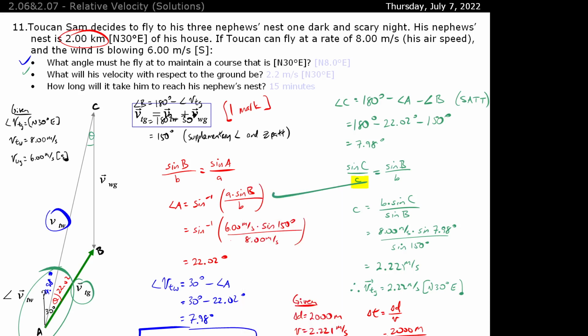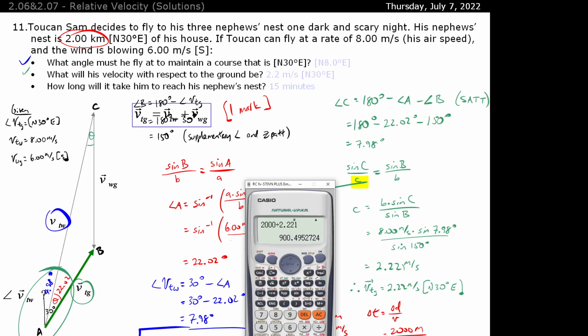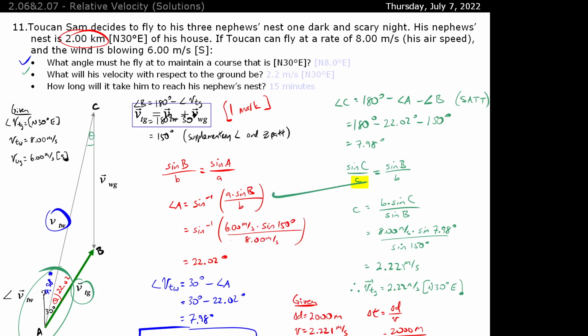$900 seconds. Again, 900 seconds, if you want to leave it as is, or 9.0 times 10 to the 2 seconds, go ahead, that's fine. But if you want to be able to comprehend what that means to a regular human being, you probably want to divide that by 60. Oh, not 3.6, divided by 60 seconds, sorry. Because it's in seconds, dividing by 60 seconds will tell you that it's equal to 15 minutes. And that's how long it'll take for him to fly.